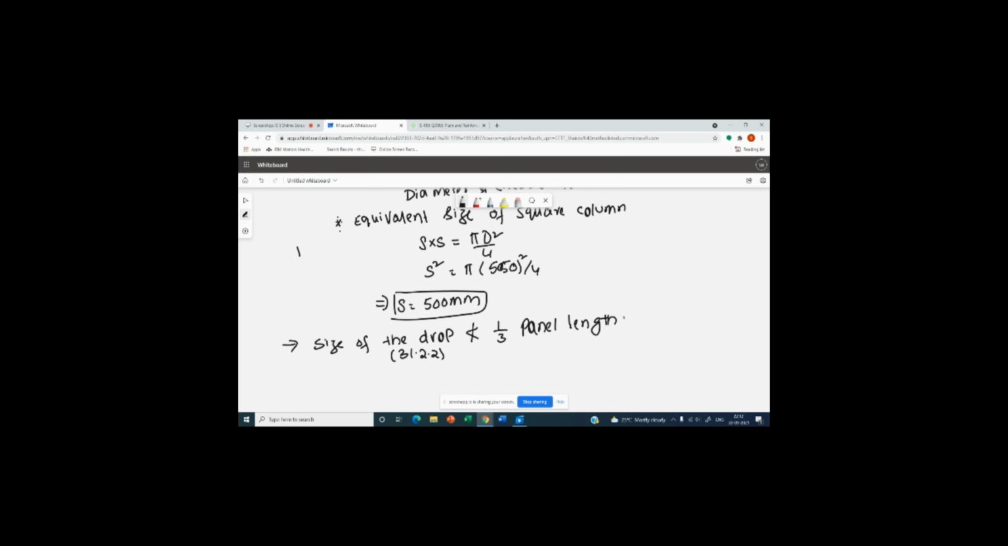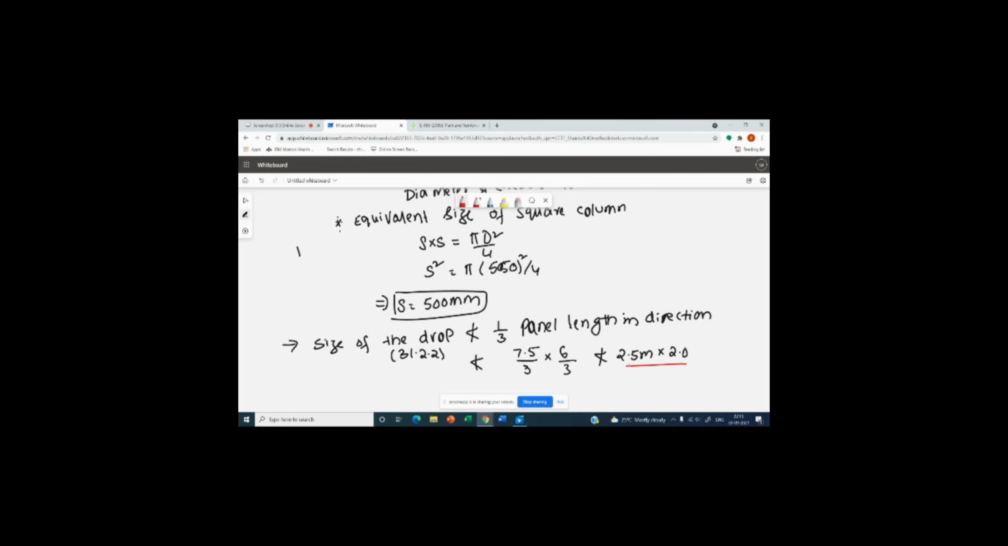Panel length in each direction. In the question, the size of the panel is given as 7.5 meters by 6 meters. So the drop size should be one third of 7.5 by one third of 6. So the size of the drop shall not be less than 2.5 meters by 2 meters. This we have to keep in mind when you are fixing the size of the drop.